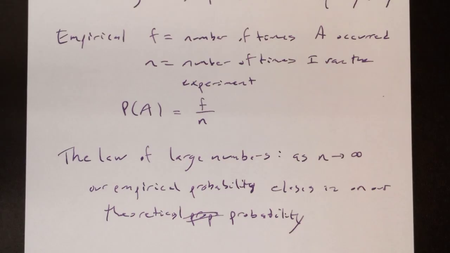There are some challenges to empirical probability. Time and money. I've got to spend the time to flip this coin 2,000 times. Or I've got to build my little coin flipping robot. That's expensive.